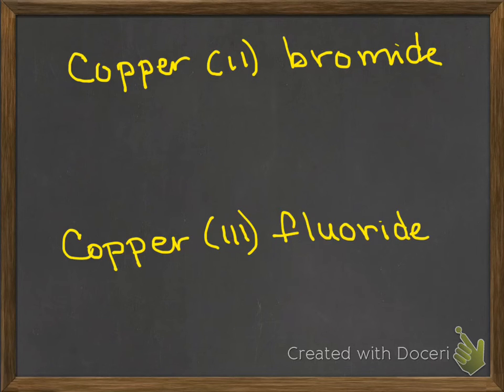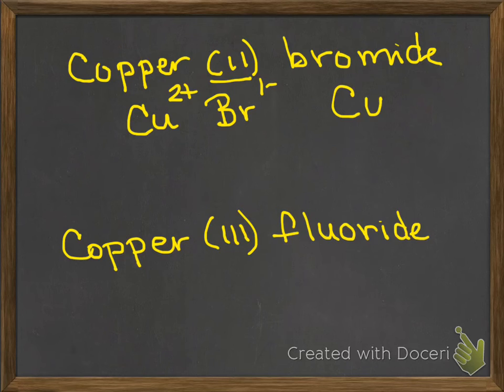Two more examples, and then this quick video will be done. Copper 2 bromide. So we've got Cu. The 2 tells us there's a plus 2 charge on the copper. Bromine is in group 17 on the periodic table, which means it forms negative 1 anions. If we crisscross, we get CuBr2.